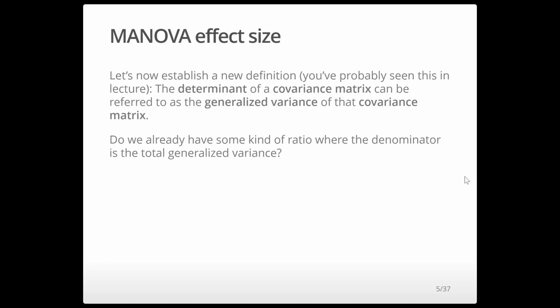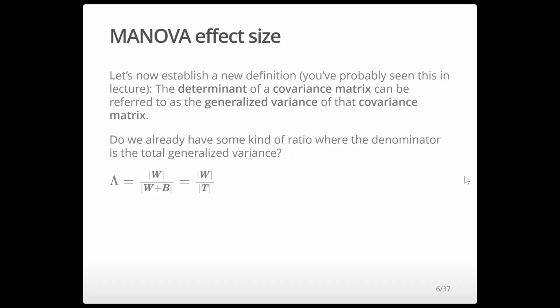So let's quickly establish a new definition, and you've probably seen this in lecture. The determinant of a covariance matrix can be thought of as the generalized variance of the covariance matrix. It's a single number that represents the amount of variability in the covariance matrix, across the variances on the diagonal and the covariances off the diagonal. Do we already have some kind of ratio where the denominator is the total generalized variance that we've seen before? It turns out we have.